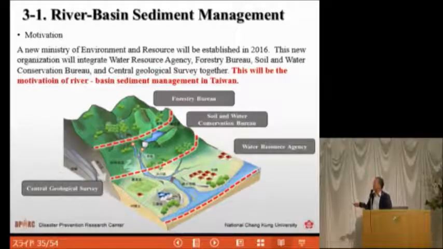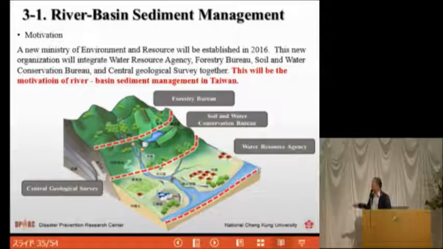From 6 years ago, we started a project called River Basin Sediment Management. Its motivation is that in 2006, our government would have a new Ministry of Environmental and Resource established. And this ministry integrates the Water Resource Agency, Forest Bureau, Soil and Water Conservation, and Geological Survey. They integrate together. And this is the motivation of River Basin Sediment Management in Taiwan.